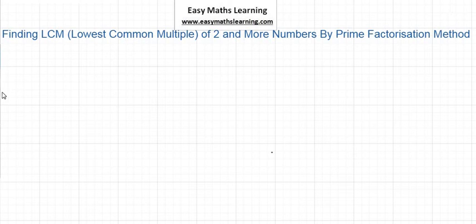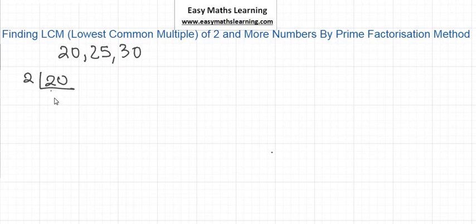So here the three numbers I consider are 20, 25, 30. First I prime factorize 20. I know this is an even number, so I divide by 2. Now I divide 10 by 2 again, I get 5. I divide by 5, I get 1.